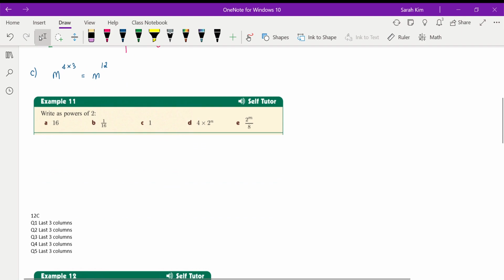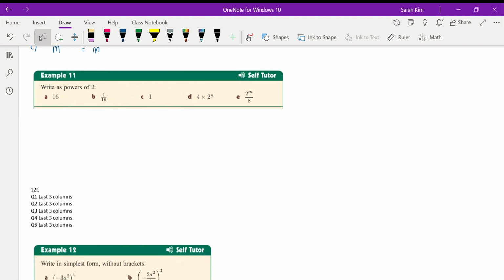Right, so write as a power of 2. What we're going to do in this case is figure out how to write 16 as a power of 2. Well, let's figure out the factors. It's 2 times 8, it's 2 times 4, it's 2 times 2. How many times does 2 get multiplied? Well, it's 1, 2, 3, and 4, so I figured out it's 2 to the power of 4.